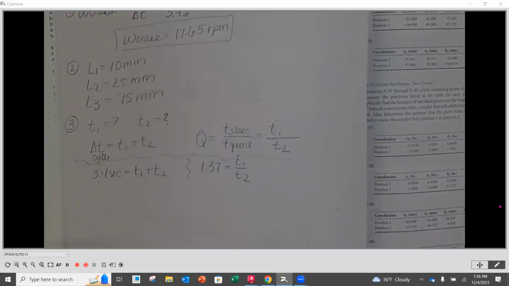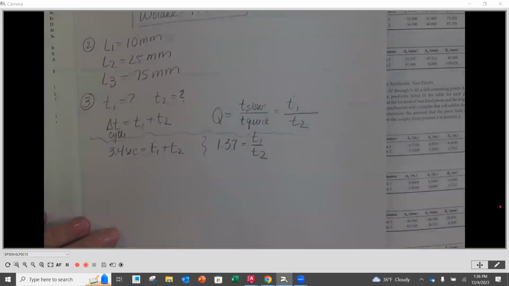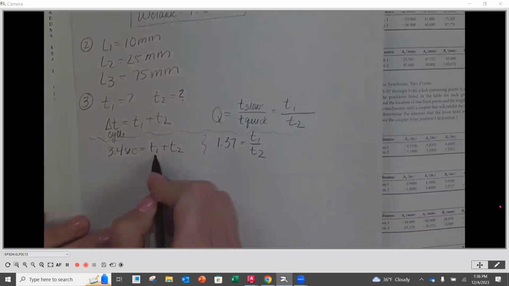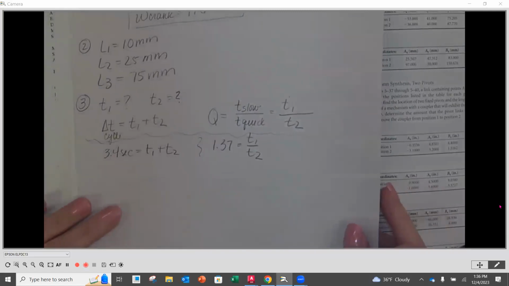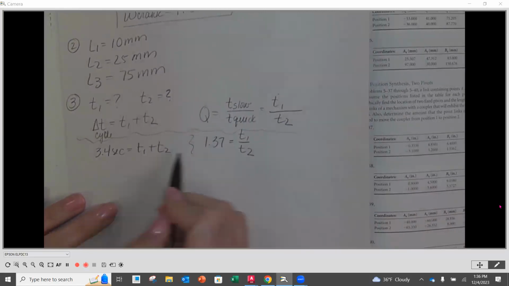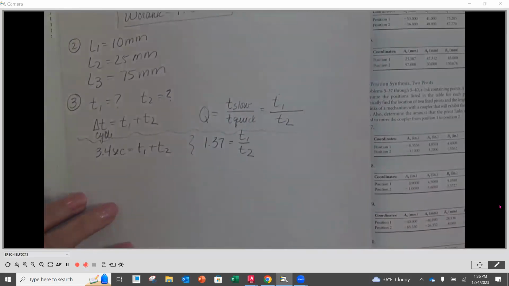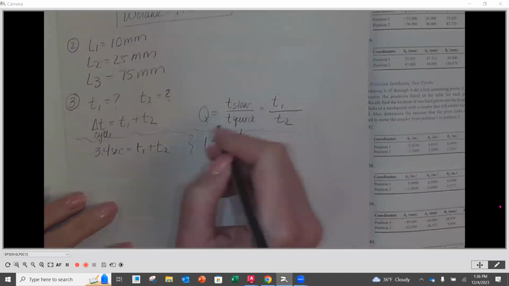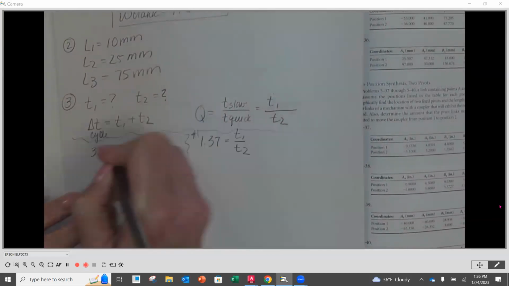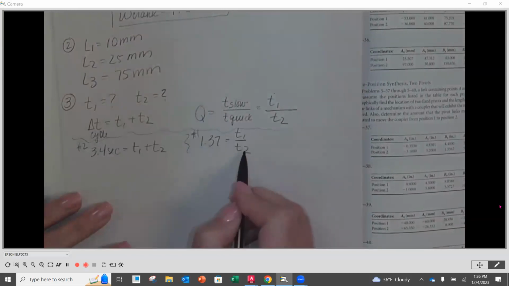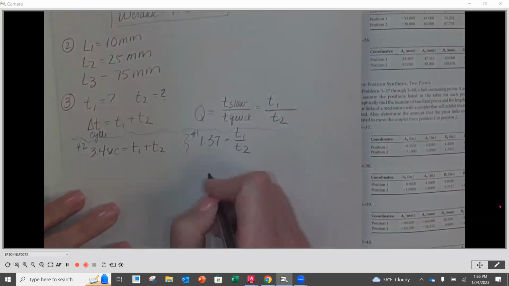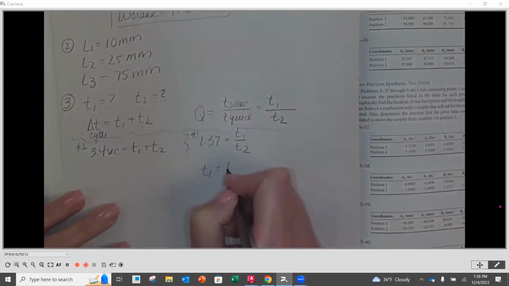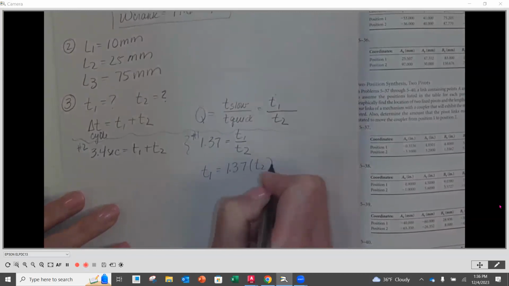So I'm going to show you the method that I use. You do have to go through this process and solve these. So I want to determine of that 3.4 seconds, how much of it is the T1 and how much of it is the T2. So all I'm going to do is take one of my equations and solve for it in terms of the other variable. I'm going to call this my equation number 1 and my equation number 2. So I'm going to solve equation number 1 for T1. So if I take T2 and I multiply this up, I can say T1 is equal to 1.37 times T2, right?